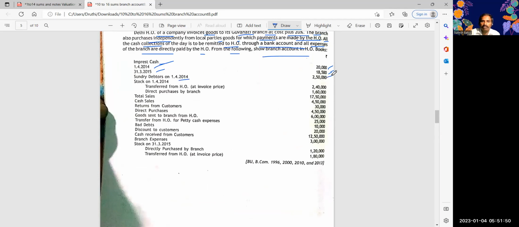Sundry debtors opening 2,50,000. Stock, there are two types. One is transferred from head office at invoice price, you know that, 2,40,000. Purchases direct 1,60,000. Both will be added to branch. Total sales 17,50,000. Cash sales 4,50,000. That means the difference, 13 lakhs, is credit sales, which is necessary for us to prepare the memorandum debtors account.